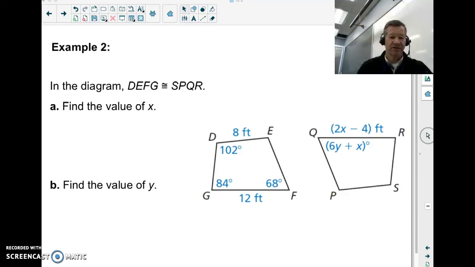Example 2 of section 12.2. In the diagram, quadrilateral DEFG is congruent to SPQR. So DEFG is congruent to SPQR. Now remember what that means.